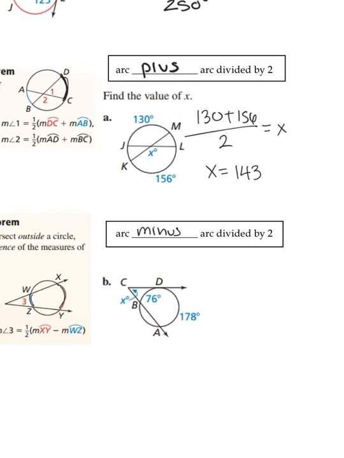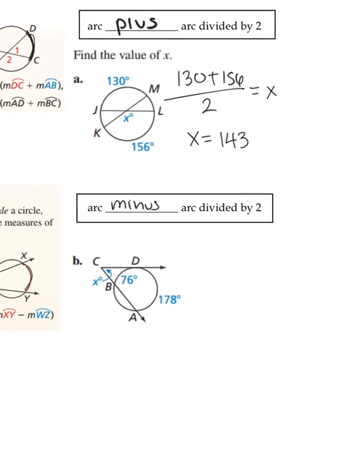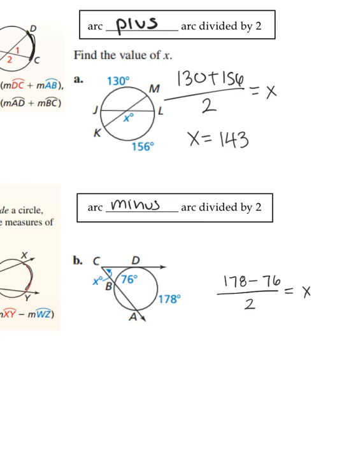So if you look at this example, we have one tangent and we have one secant, and it does create an angle outside of the circle, right? That angle here is x. So in order to find angle x, you're going to do the same thing. You're going to do 178 minus 76 divided by 2, and that's going to give you your x value. When you plug that into the calculator, you get x equals 51 degrees.